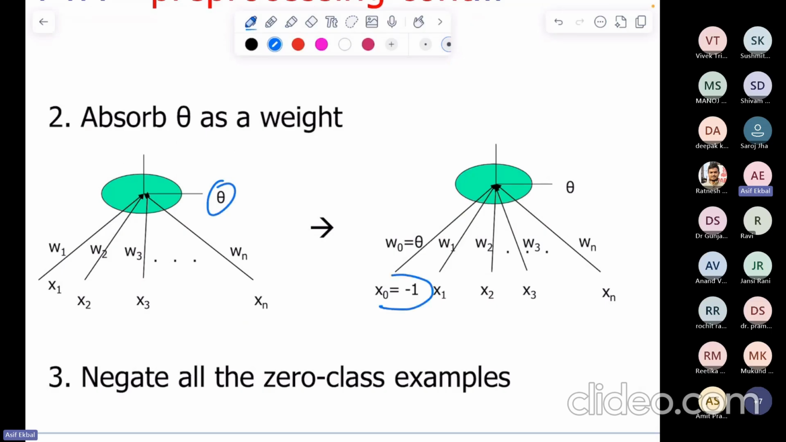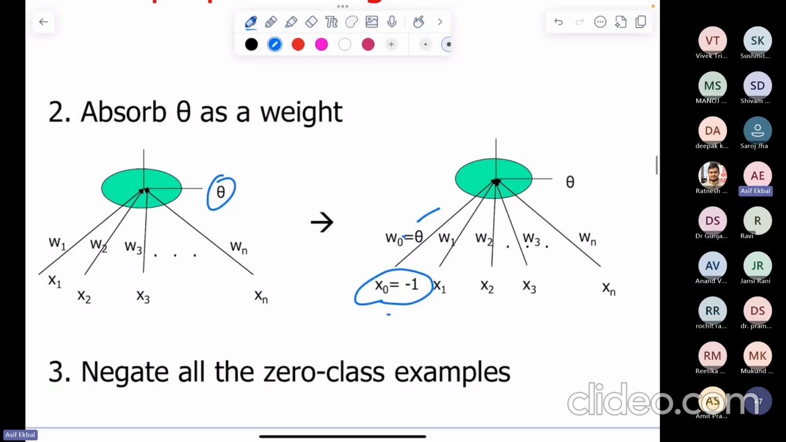So you introduce a new input, which was not an actual input, and set it to the value -1. W0 is now theta. So if you do W0 into X0, it becomes minus theta. And then you negate all the zero class examples. That is the third step.